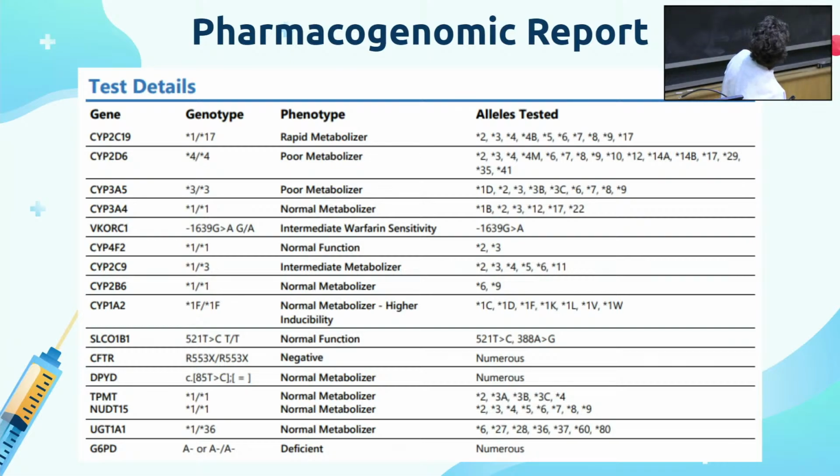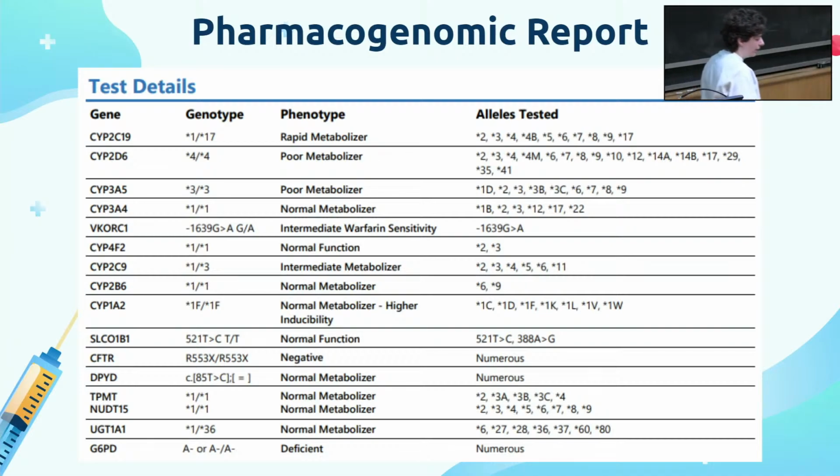So as you can see from this report, you have CYP2C19 and CYP2D6 right at the top. So your genotype, again, you have 2 alleles, so it's star 1 and star 17. From this, that star 1 is normal, that star 17 is rapid. So that makes them a rapid metabolizer, and then you also see the alleles tested. 2D6, we have star 4, so they're a poor metabolizer, and then you can again see the alleles tested.